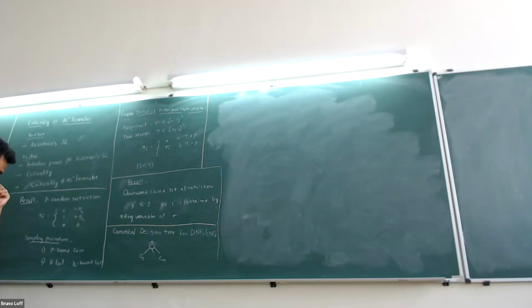Maybe, can you compute a parity faster if you have a circuit, or with a smaller circuit than a formula, actually?